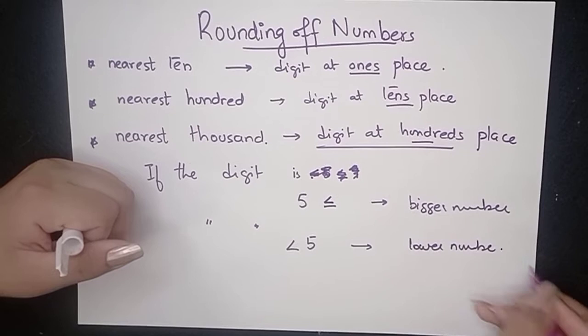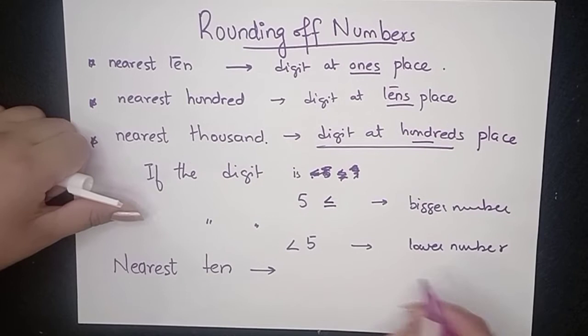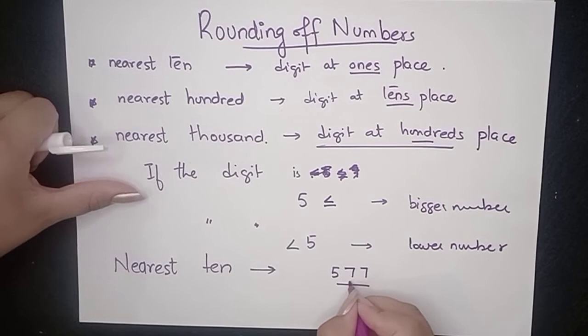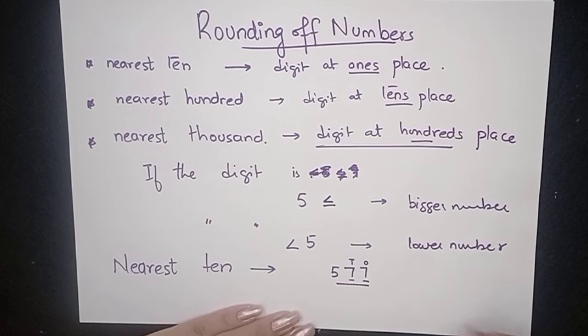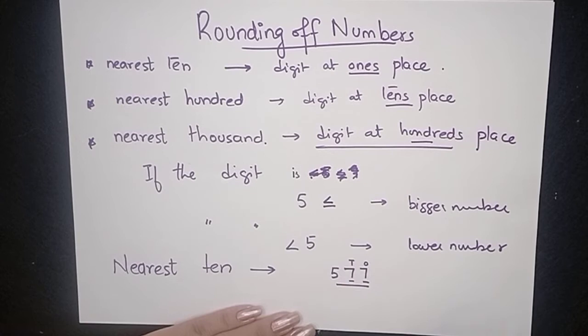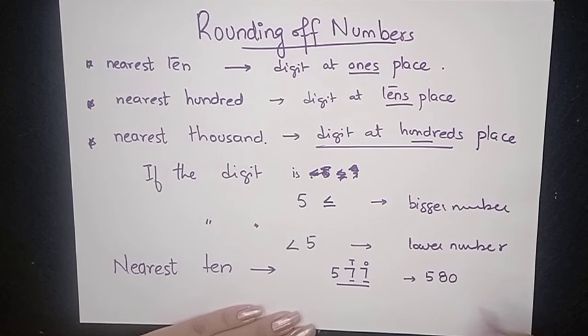So we're going to do it at the nearest 10. Let's suppose we have a number 577 and we have to round it off to the nearest 10. Nearest 10 means the digit at this position we have to either increase or round off. So we're going to observe the digit at the ones place. We have to see if it's greater than 5 or lower than 5. 7 is greater than 5, so we're going to go to the nearest 0 number, which is 580. Nearest tens means the whole number with the 0.